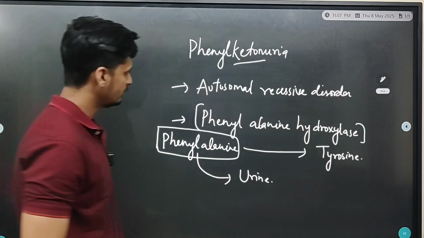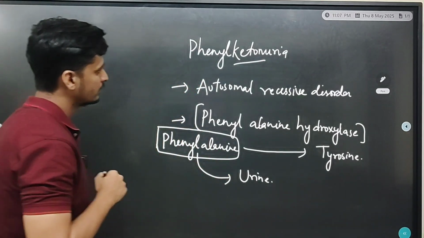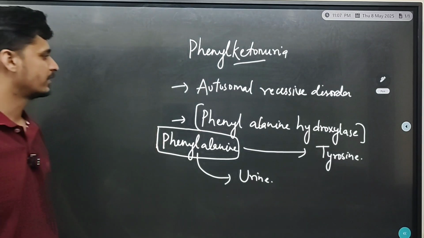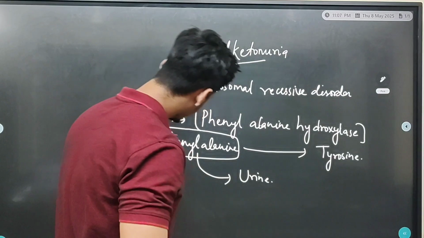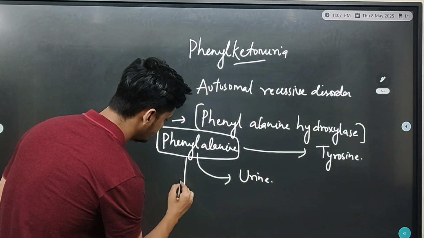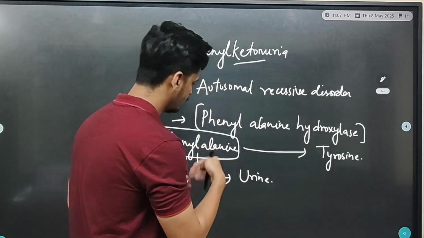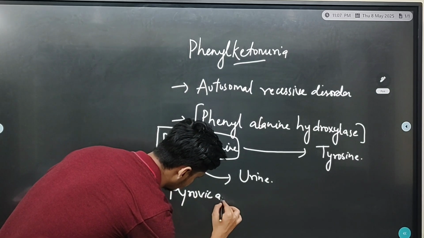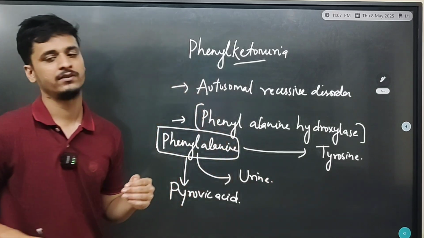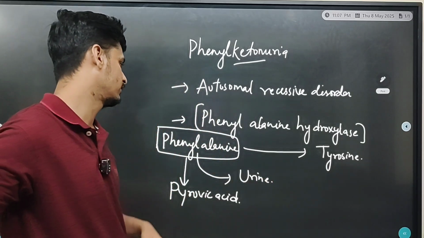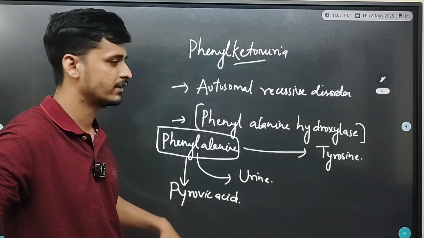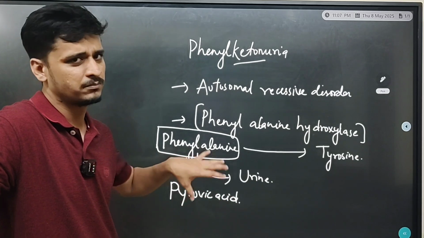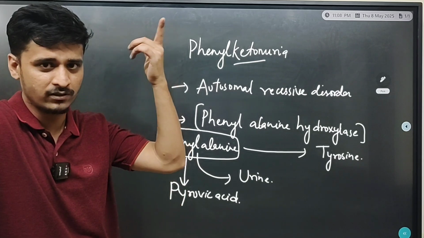And this phenylketonuria is an autosomal recessive disorder. And one more thing, this phenylalanine starts converting into pyruvic acid. There is one enzyme present in the human body, in the liver, that converts phenylalanine into pyruvic acid, and this pyruvic acid also starts accumulating. So they cause mental disorders whenever they move to the brain.